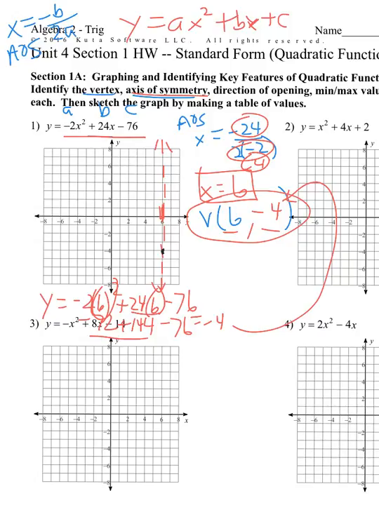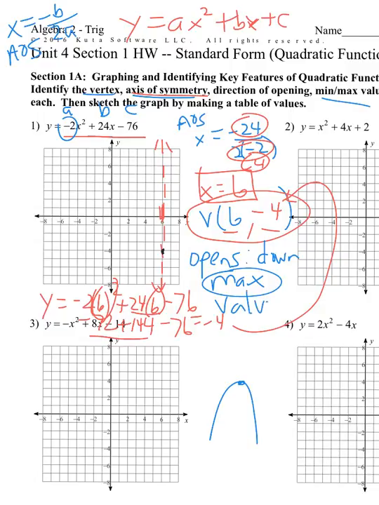Okay? Now, direction of opening. It's either going to open up or down. Here's the easy way to tell: you look at the a value. In this case, my a is negative 2. If a is negative, it opens down. So this one will open down. For instance, if that would have been a positive 2, it would open up. Now, if it opens down, does it have a max or a min value? Well, it's going to be a parabola that opens down like this, so it's going to have a highest point. So it opens down, it has a max, and the value of the max is always the y value of the vertex. In this case, that would be negative 4. So negative 4 would be my maximum value.